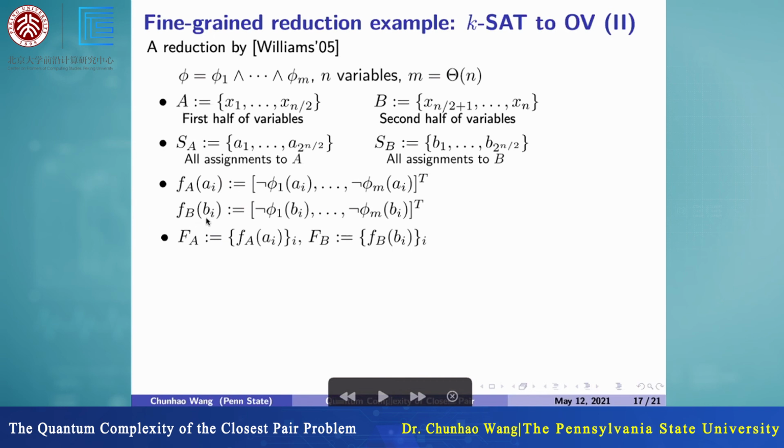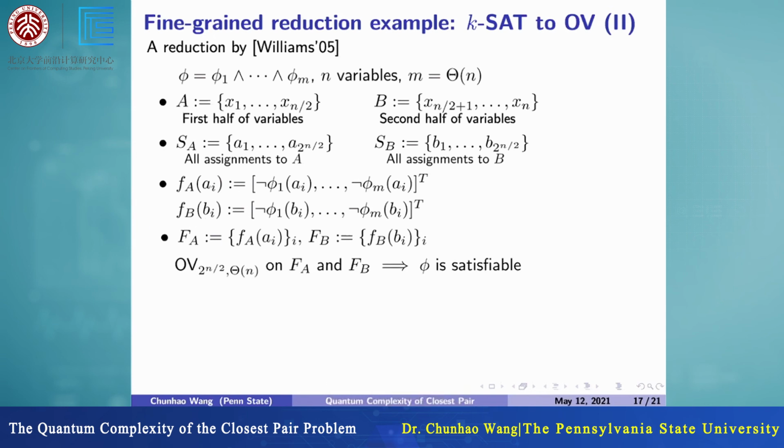This might be fast, but if you just stare at these definitions for a minute or 2, you will be convinced that having an orthogonal vector pair in FA and FB implies this formula is satisfiable. Actually, this is an if and only if.